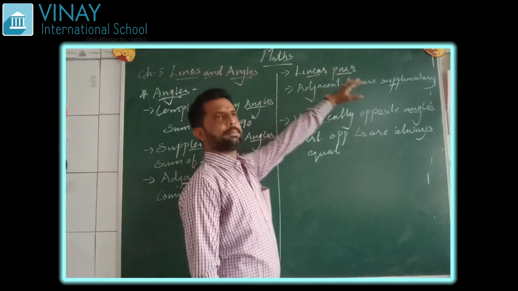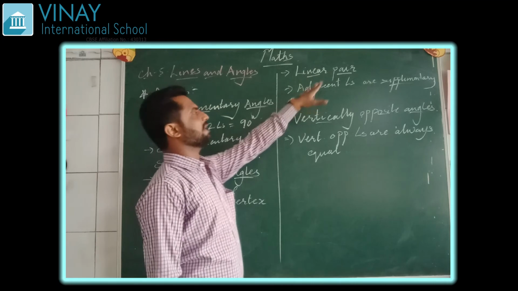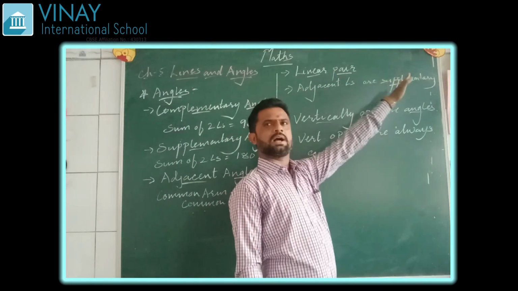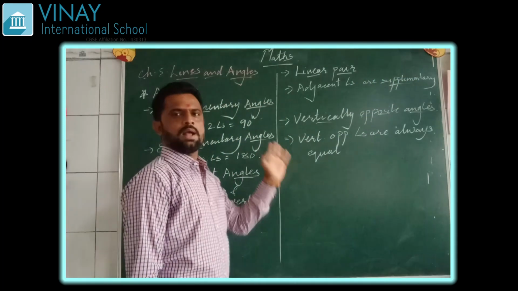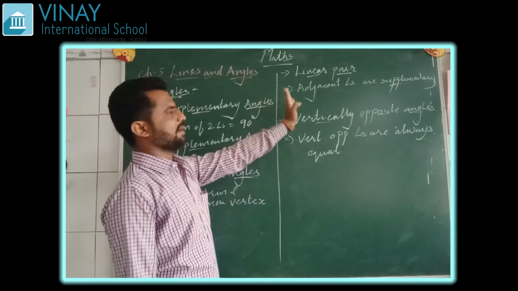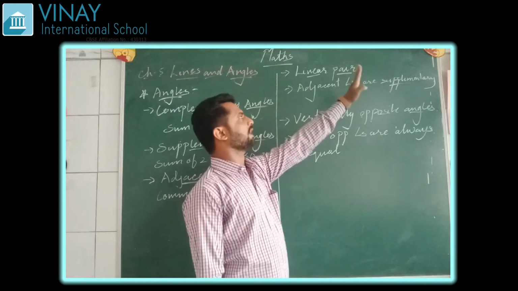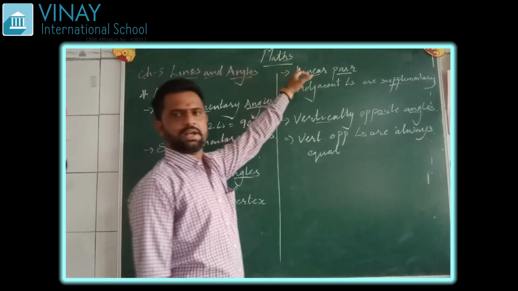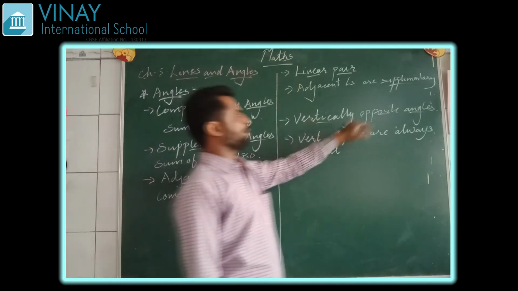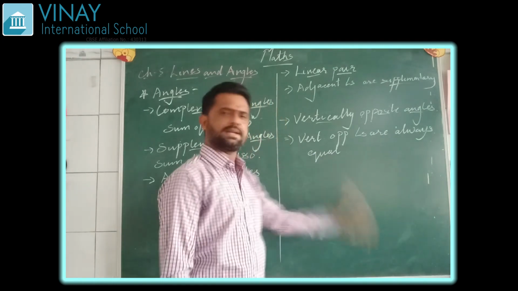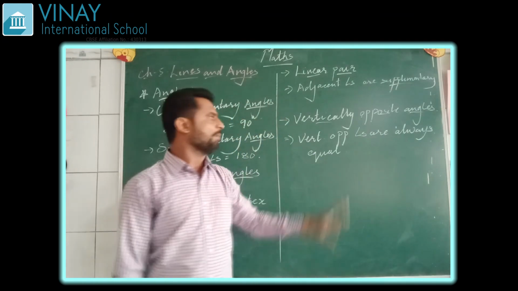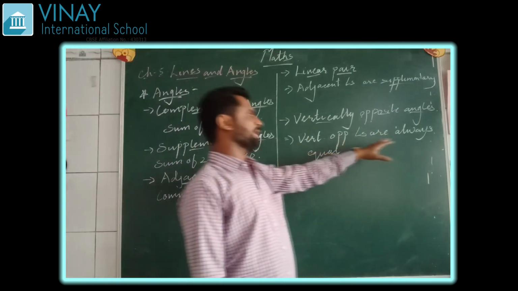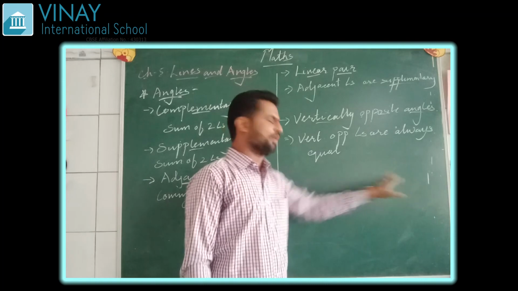Then linear pair means adjacent angles which are supplementary, meaning two angles which have one common arm and one common vertex, and if the sum of their angles is 180 degrees, they are known as a linear pair. Vertically opposite angles means when two lines intersect each other, they form two pairs of vertically opposite angles, and vertically opposite angles are always equal to each other.